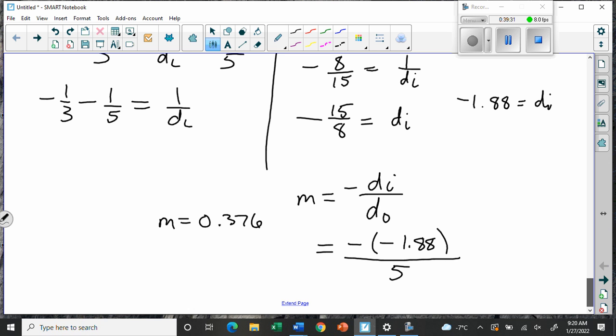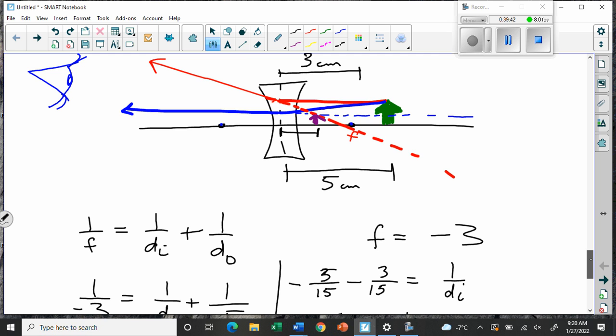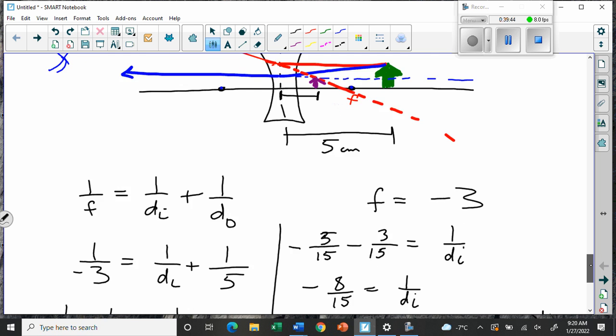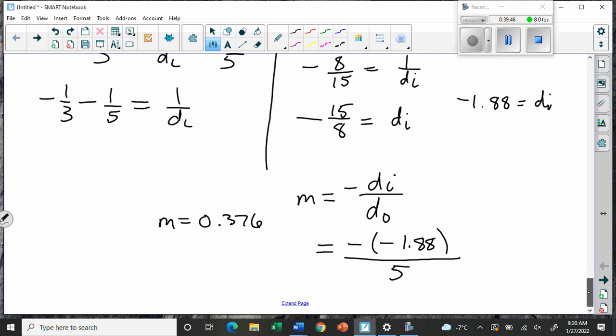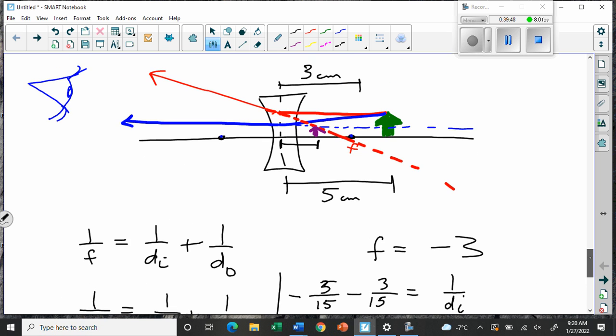So this means, because it's a decimal, it means that the image is smaller. It's only 1/3 the size, or a little bit more than 1/3 the size of the object. Well, look at my picture. It's very small. It makes sense. It also comes out to a positive number, which means it should be upright. And of course it is.